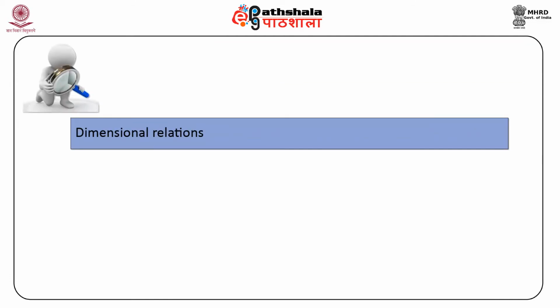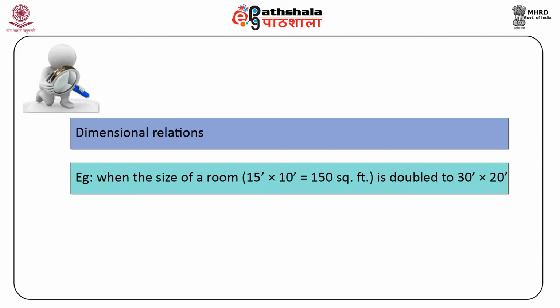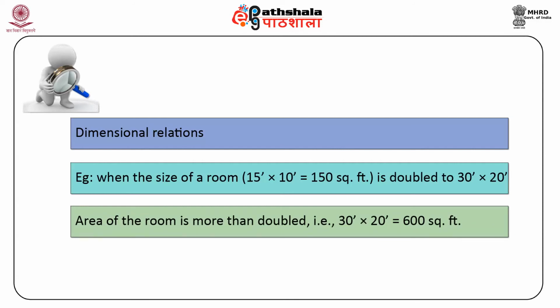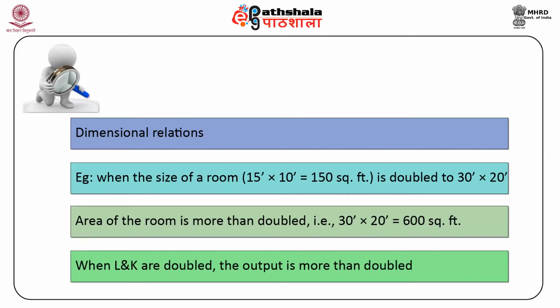Dimensional relations. For example, when the size of a room 15 by 10 feet, equal to 150 square feet, is doubled to 30 by 20 feet, the area of the room is more than doubled. That is, 30 into 20 is equal to 600 square feet. When the diameter of a pipe is doubled, the flow of water is more than doubled. Following this dimensional relationship, when the labor and capital are doubled, the output is more than doubled over some level of output.